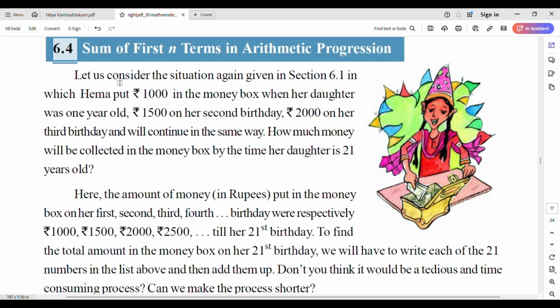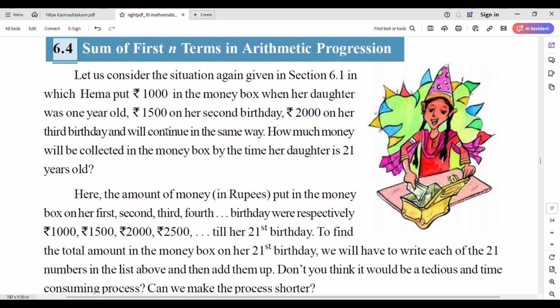Let's learn how to find the sum of the first n terms of an arithmetic progression. So far we learned the nth term, how to determine it, and all kinds of problems with respect to the nth term. Now we will learn how to find the sum of n terms in an arithmetic progression, and see all kinds of problems with respect to that.